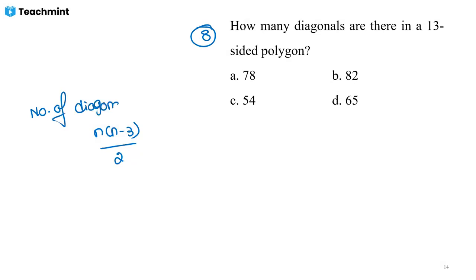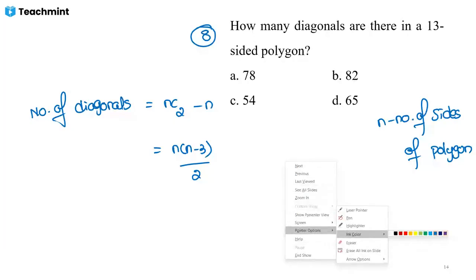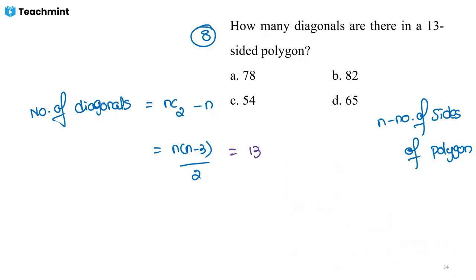Actually, it is nC2 minus n. In combinations, we have a video in the group where I gave the explanation of how we got this formula. But as it is a revision part, you just recall it's n into n minus 3 by 2, where n is the number of sides of the polygon. N into n minus 3 upon 2 is the number of diagonals. Here 13 into 10 divided by 2 is 65. Number of diagonals is 65.